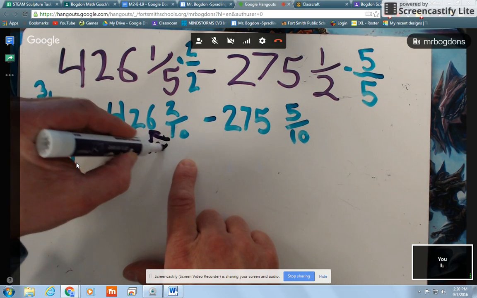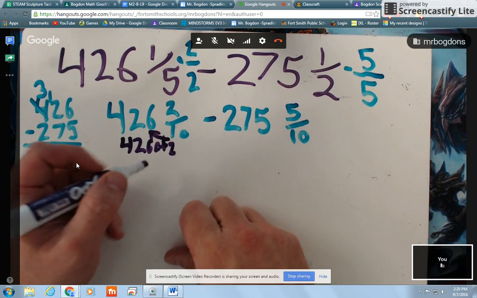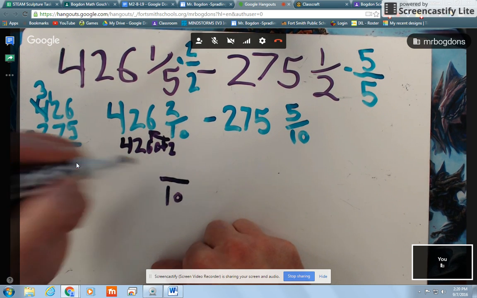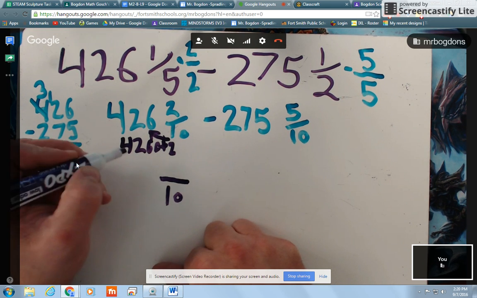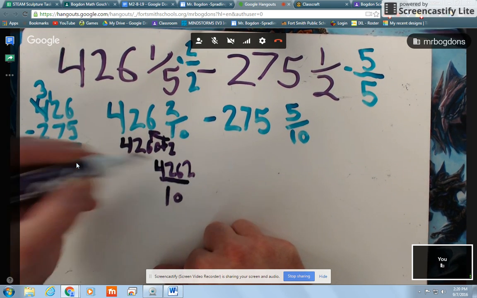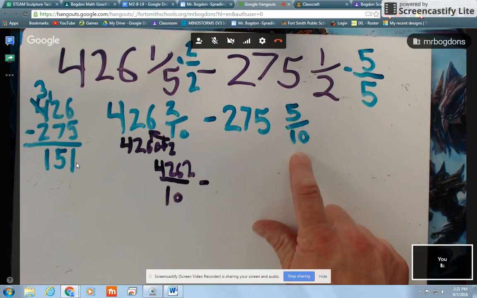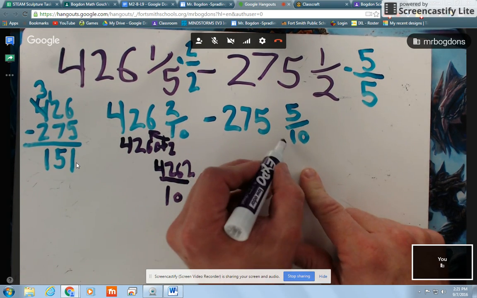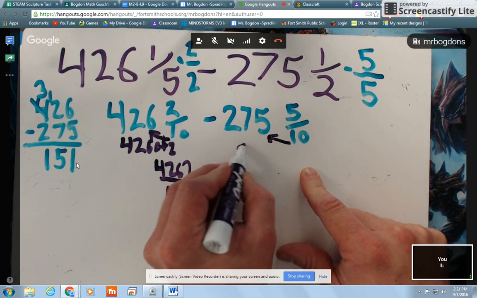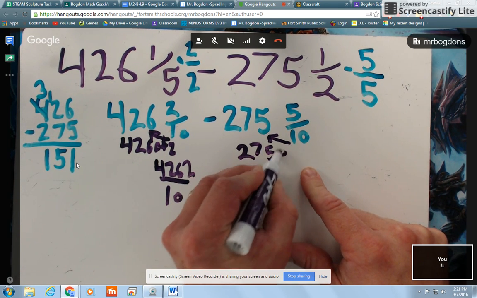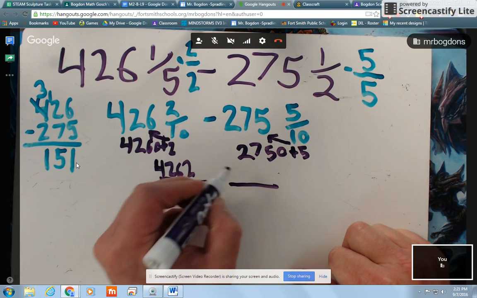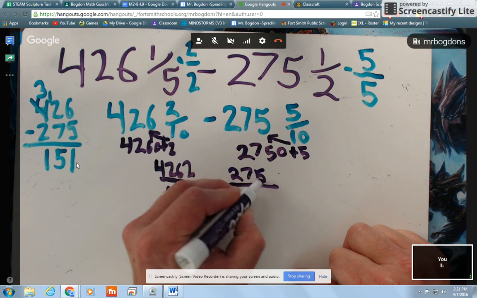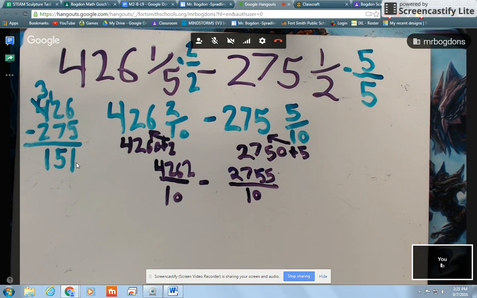So that's the same thing as saying I now have 4,260 plus 2, because that's my numerator, right? So how many tenths do I have total? What's 4,260 plus 2? 4,262. Now I get to do the same thing over here. Remember the Mr. Dahl trick? Guess what? It works every single time. I just add a 0 to the end, basically. So what is 2,750 plus 5? 2,755 tenths.